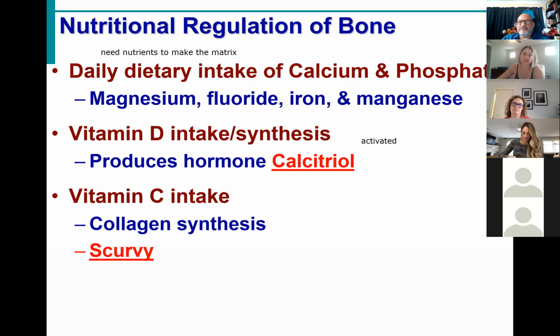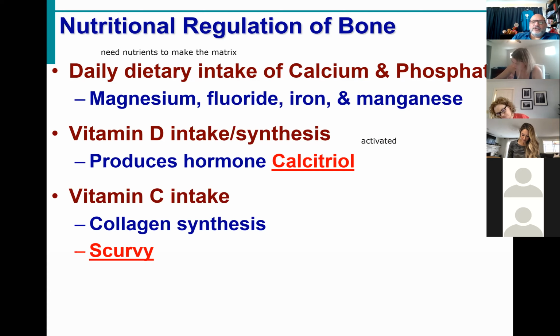Taking what, vitamin C? True, although, again, they didn't have pills they could take back then. So what did they do instead? Yeah, they ate limes. Oranges. They ate limes, they ate lemons, exactly. They ate citrus fruits to get the vitamin C.